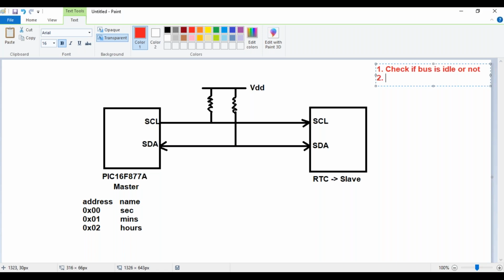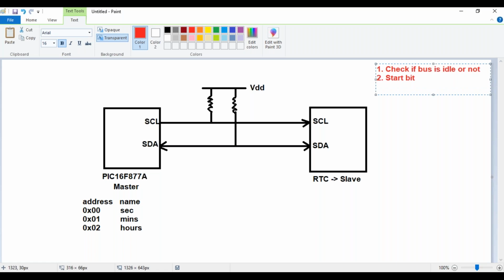Before transmitting the address, what should I make sure? I have to seek the attention of the receiver, isn't it? I have to transmit a start bit in order to seek the attention of the receiver. Maybe the RTC is sleeping or busy doing some other task. So I'm going to transmit a start bit.